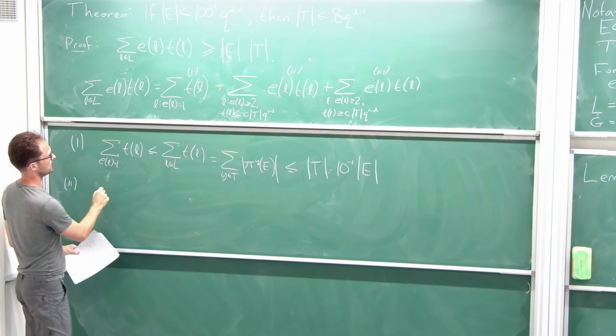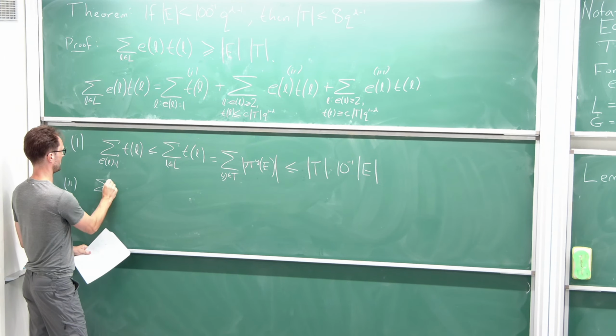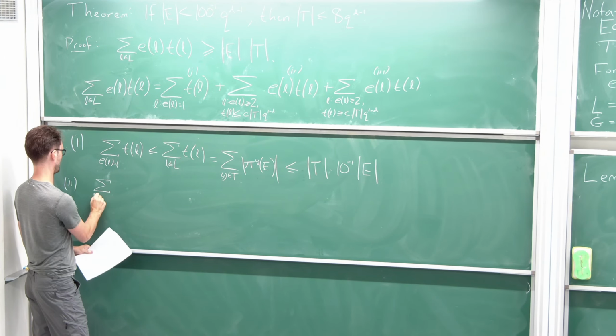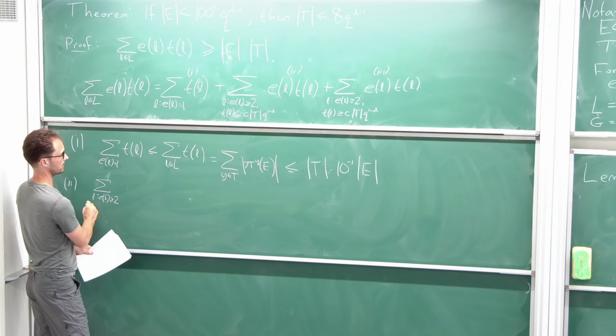The second term is lines with at least 2 points of E and not too many points of T.